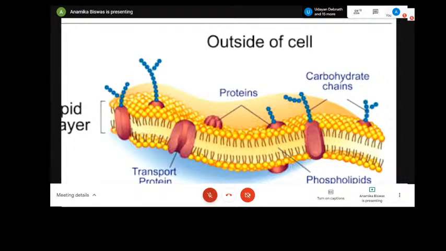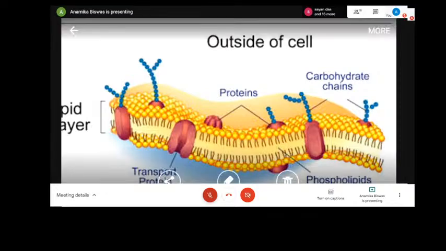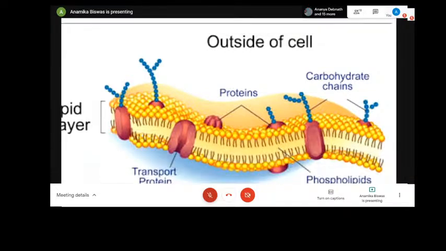I will tell you about active transport. The next function is that the cell membrane contains different enzymes which perform certain reactions on their surface. Enzymes like ATPase and phosphatase are present on the cell membrane. So these are the main functions of the cell membrane.